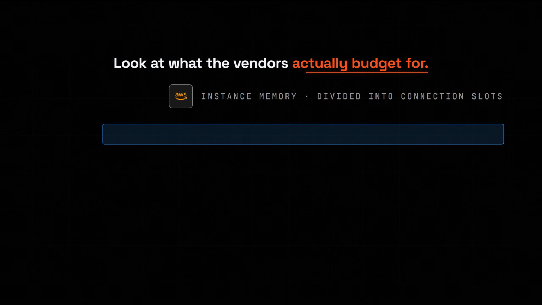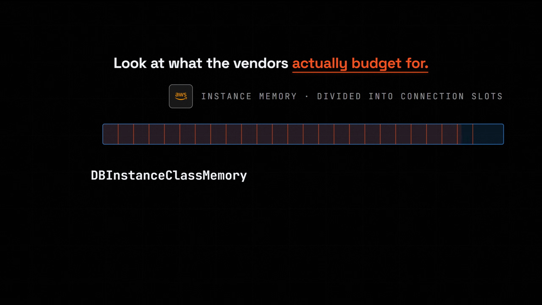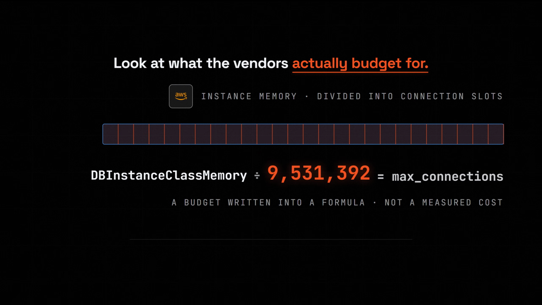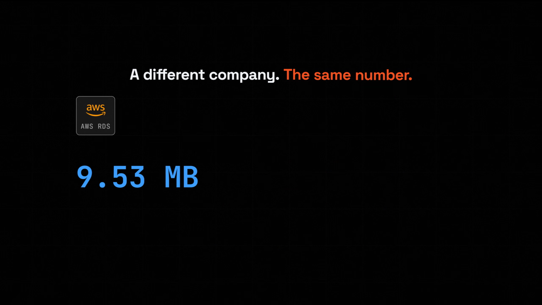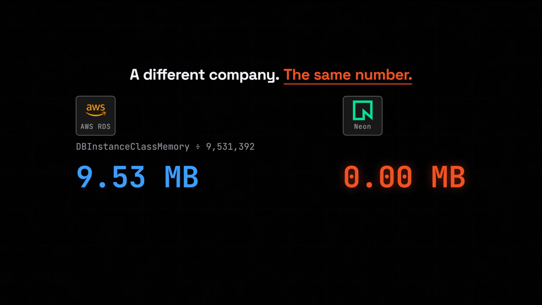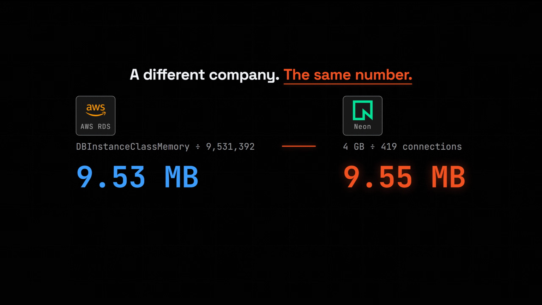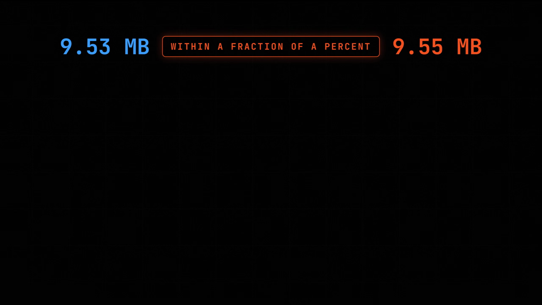So the floor is small, but look at what the companies selling you Postgres actually budget for. Amazon's RDS sets your connection limit by taking your instance memory and dividing it by 9,531,000 bytes. That is 9.5 megabytes per connection, hard-coded into a formula. Neon, a completely different company, gives a 4 gigabyte instance 419 connections, divided out, 9.5 megabytes. Two independent vendors landing on the same budget within a fraction of a percent.